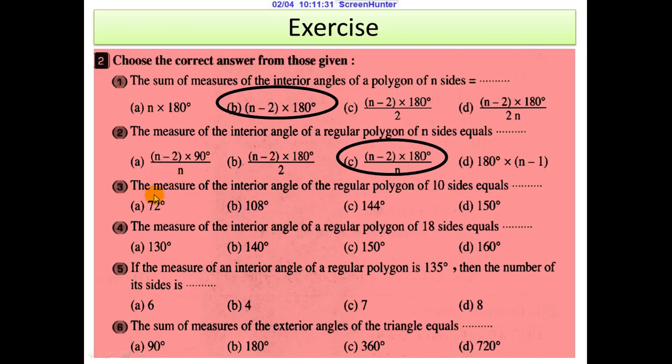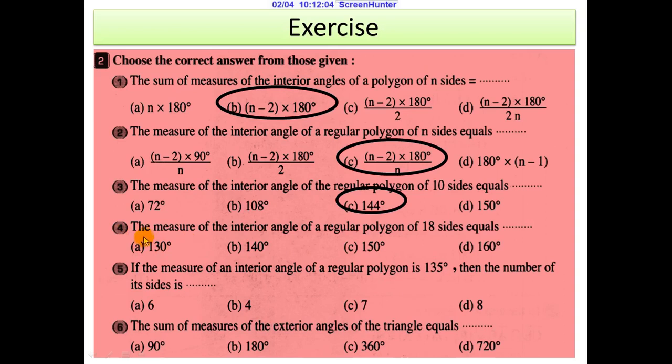Number 3, the measure of interior angle of a regular polygon of 10 sides. Now he asked me to find the measure of one interior angle of a regular polygon which has 10 sides. So what about the suitable rule here? It will be (n - 2) times 180 over n, and we replace n here by 10. So by using your calculator, it will be equal, yes, 144 degree. Letter C.